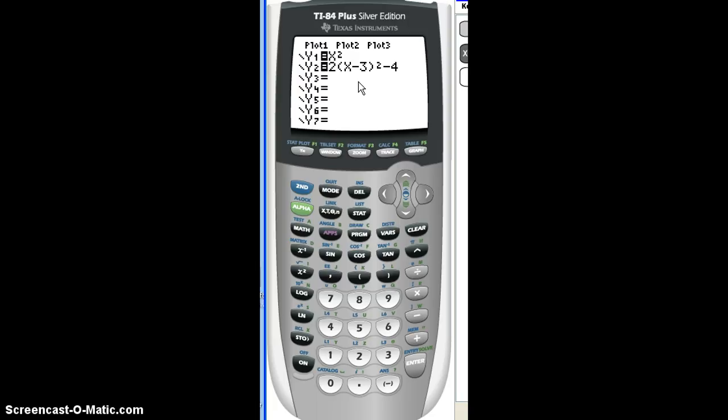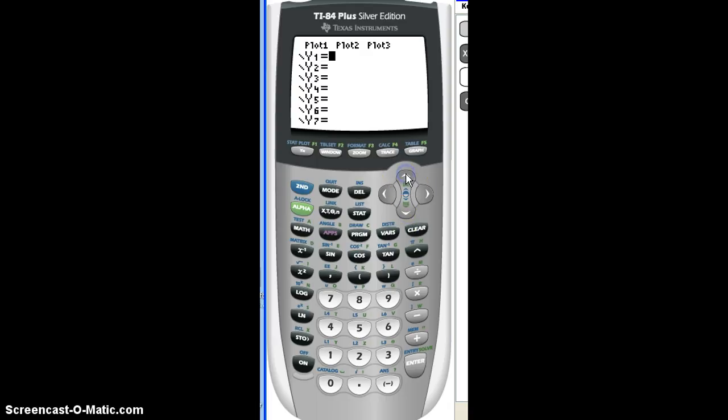Which way will it be moved? Which way does the minus 3 move it? Which way does the minus 4 move it? And what does the 2 do to the quadratic? So we could graph that. If you notice on the screen, it moved to the right 3 and down 4, which is what we expected. Alright, let's go back to the equation editor and clear that out.